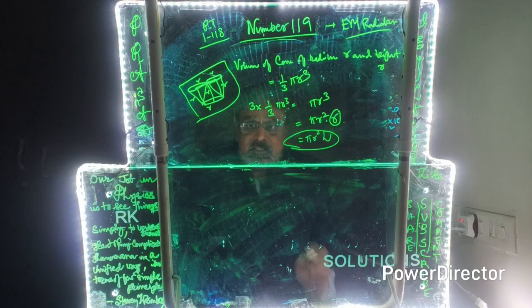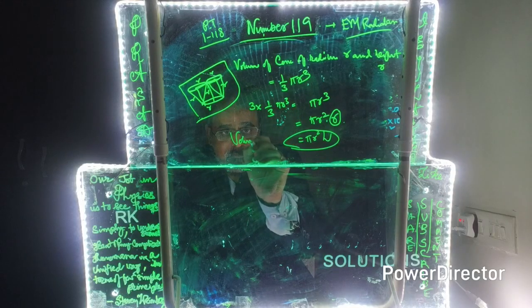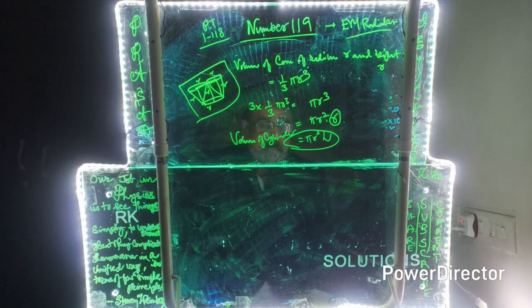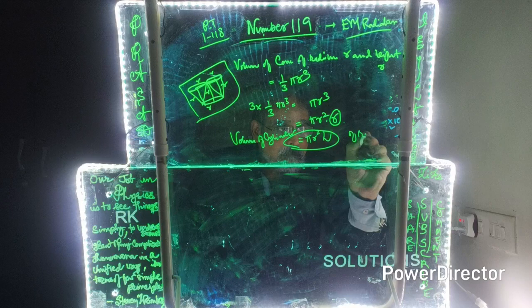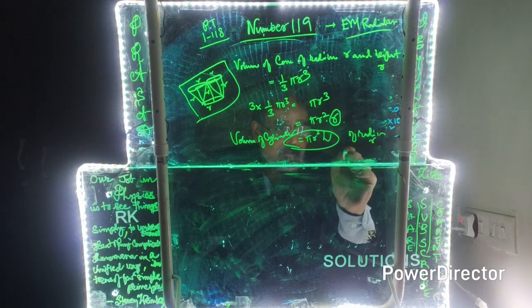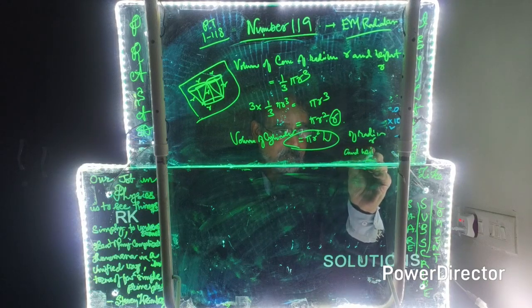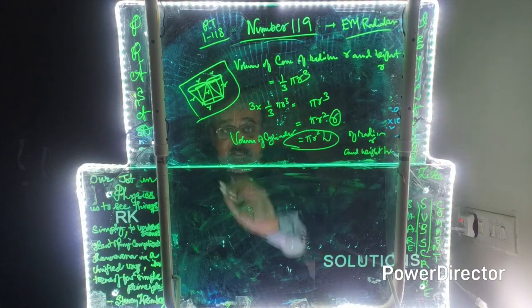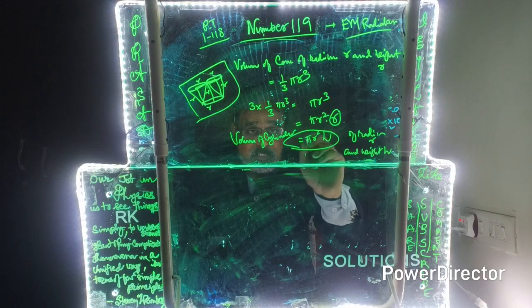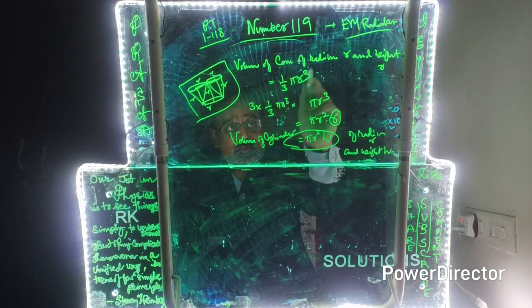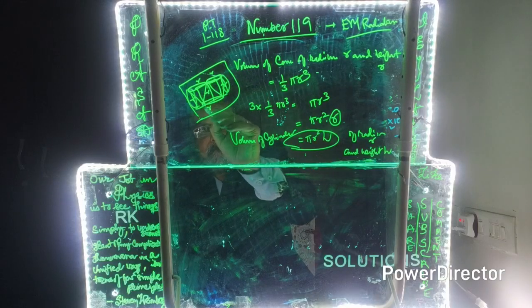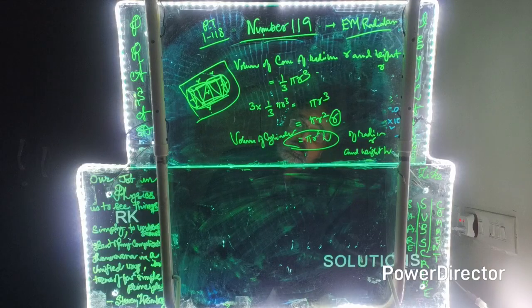What is pi r squared h? Pi r squared h is nothing but the volume of a cylinder of radius r and height h. So you can include three cones in one cylinder. This is, in fact, similar. I'm not making up anything here.